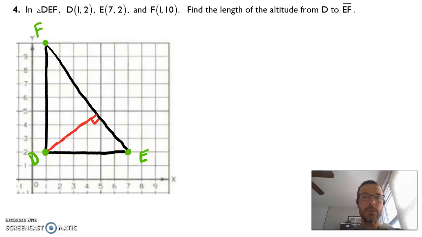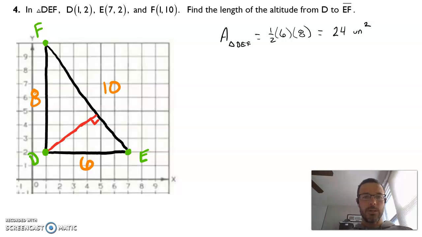Plotting our points, we should have a triangle that looks like this, and then the altitude from D to EF, making sure we recall altitude means it's perpendicular and it goes through D. We don't necessarily know the intersection point here yet, but we do know that we can calculate the slope of this a different way. I'm going to move more towards area.